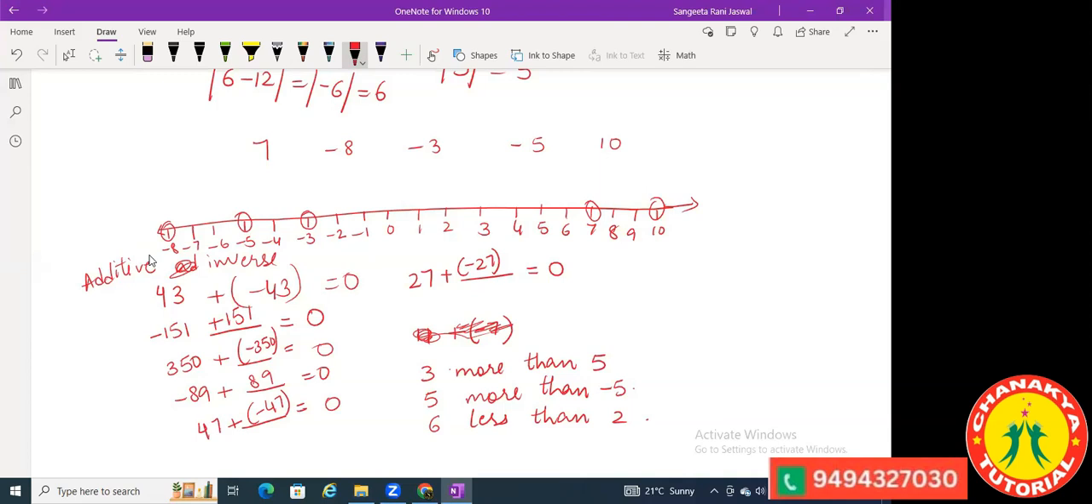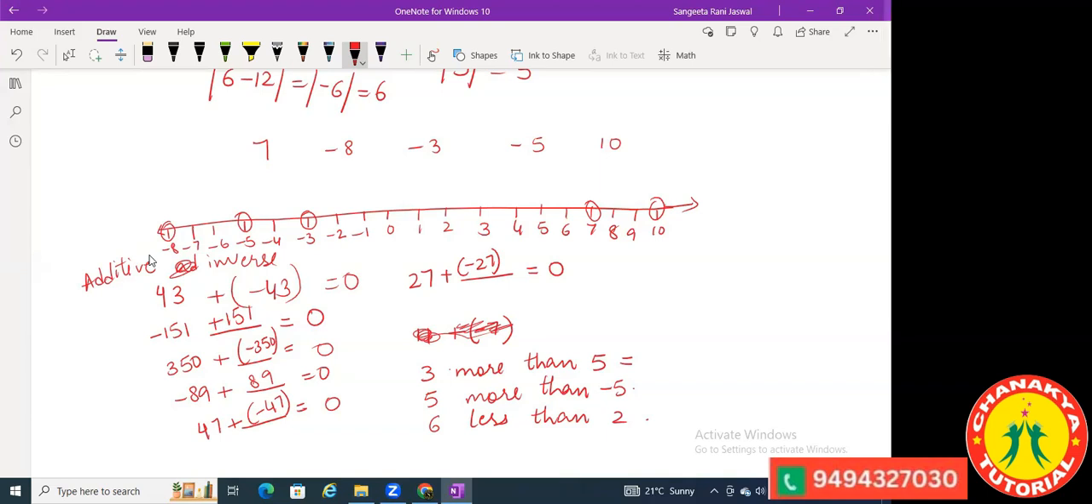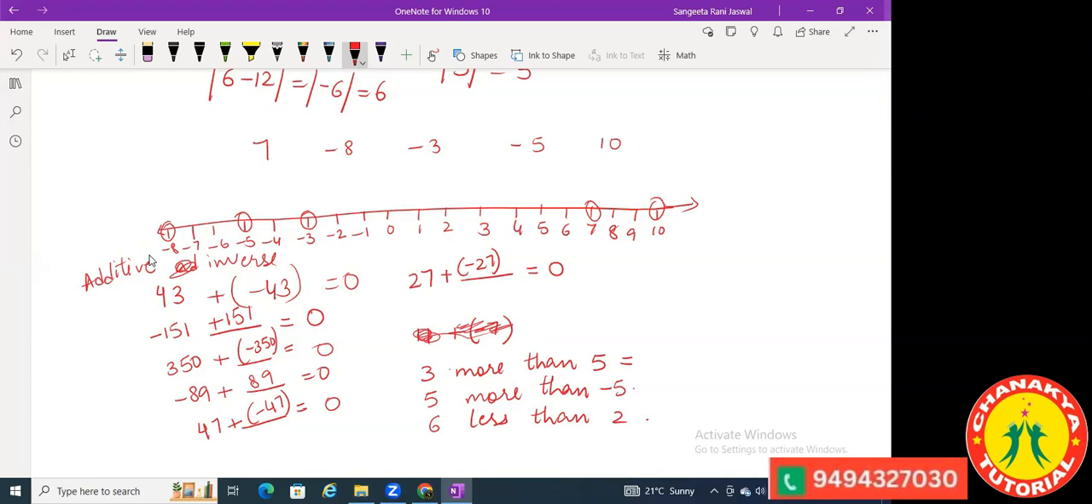Wait, I'll ask one by one. Adrit, what is the answer of this? 3 more than 5. Show me your notebook. Show me on the number line. Bring it closer to the camera. Yes, I can see now. So this is 3 more than 5. It's 8.